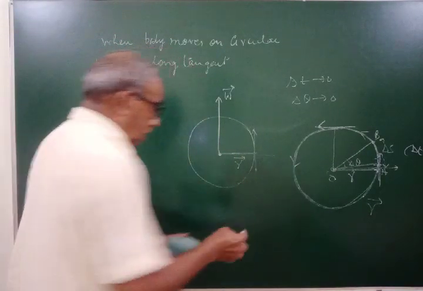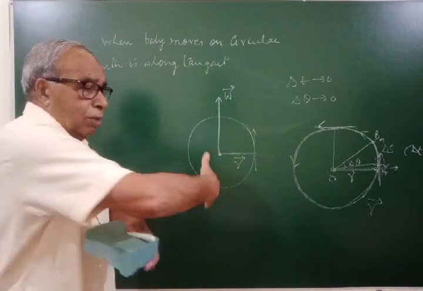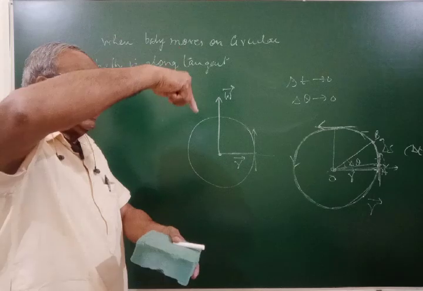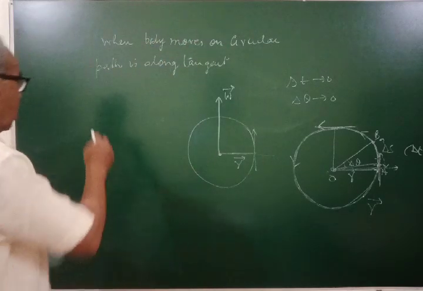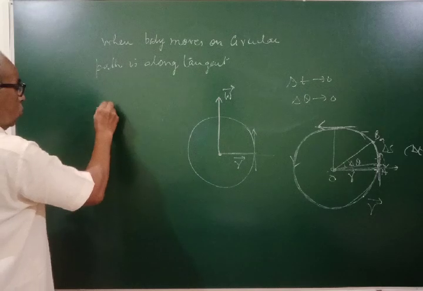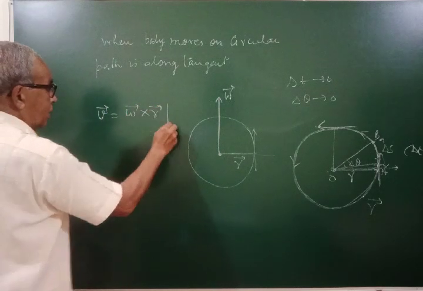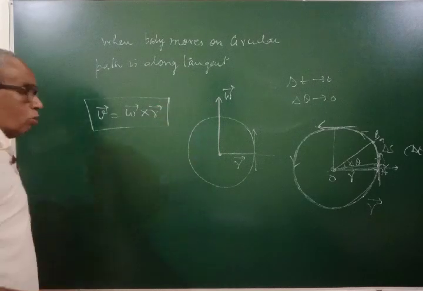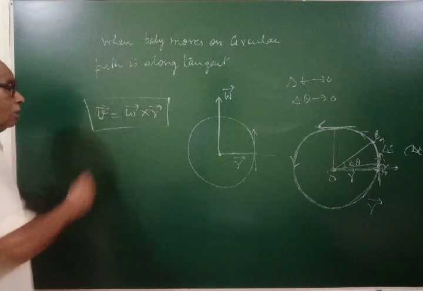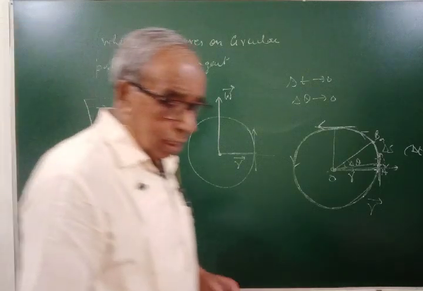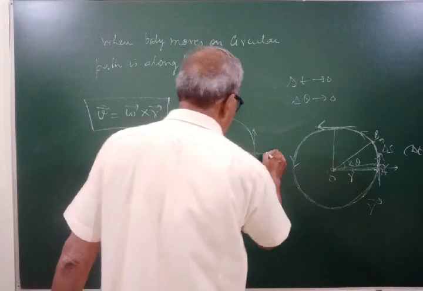R is this way, R is in the plane of the circle. Velocity is in the plane of the circle. Omega is upward. So what will we get from omega cross R? So V equals omega cross R. Velocity V in vector form is related with omega and R. What is R? It is the position vector of the particle. It always has direction outward.